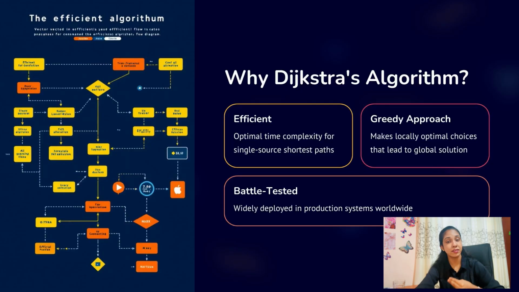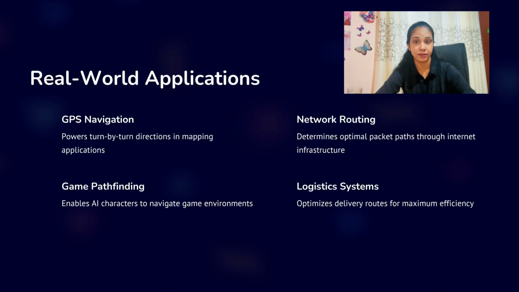Next, why Dijkstra's algorithm? Among shortest path algorithms, Dijkstra's algorithm is one of the most popular because it is efficient and easy to implement when edge weights are non-negative. Applications. Dijkstra's algorithm is used in GPS navigation, network routing, games, AI pathfinding, and delivery optimization systems.